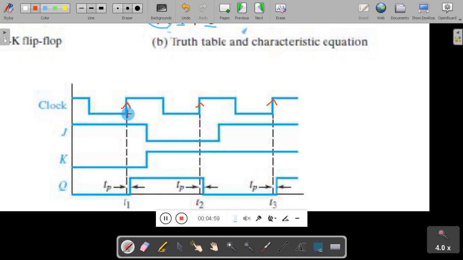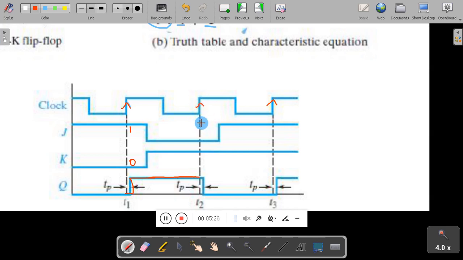Now we'll see the first positive edge of the clock. Before that, we will assume the output is the last state, that is 0. And during the first edge of the clock, J is 1 and the value of K is 0. So output will be set. So you see output Q will be set till the next positive edge occurs.